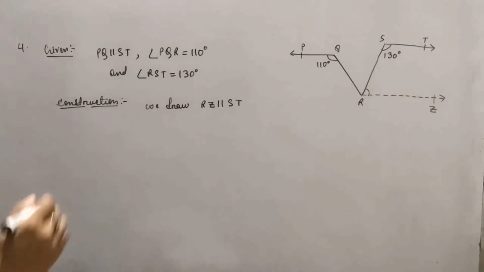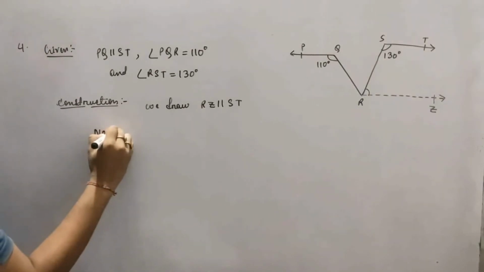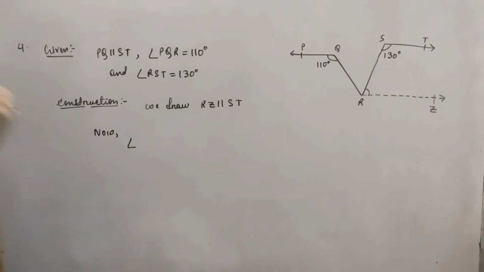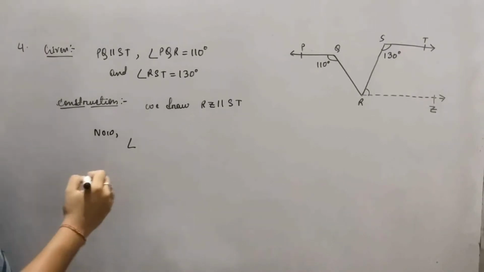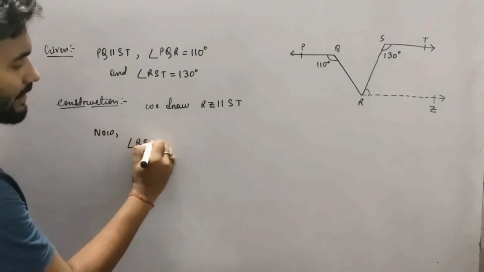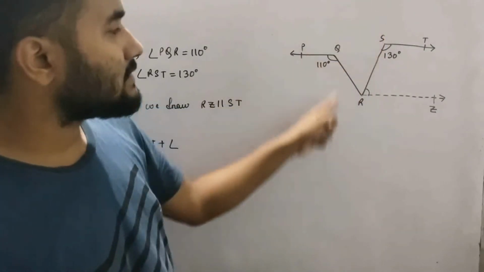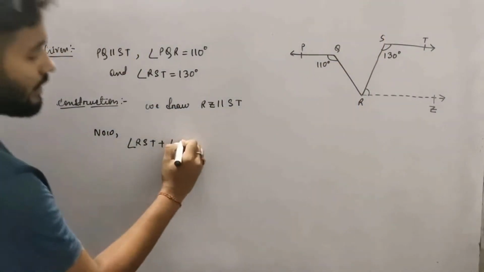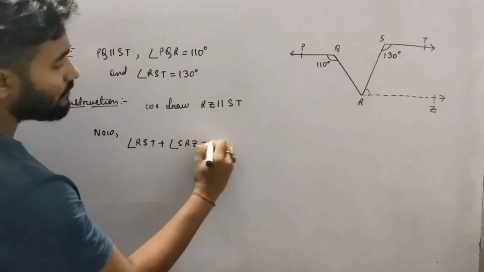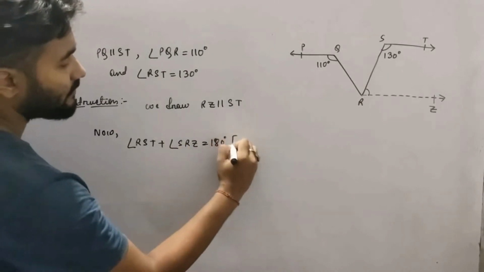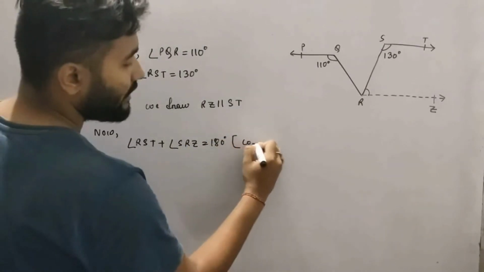Okay. So with that formula we will at first find this angle. So now angle RST plus this angle, what is the name of this angle? SRZ. SRZ will be equal to 180 degree. Reason you can give: co-interior angle.